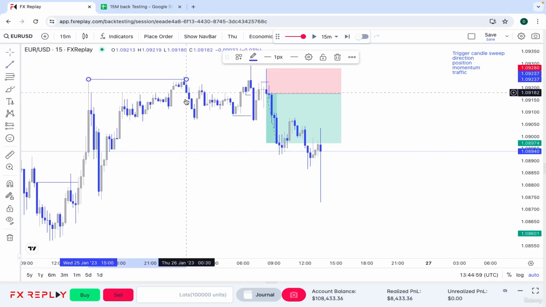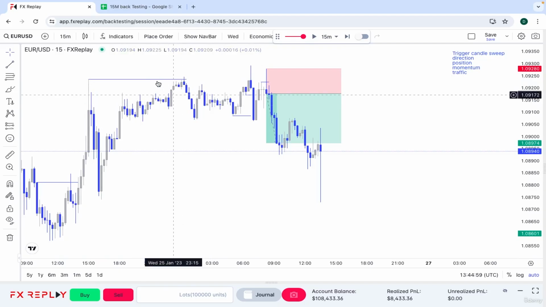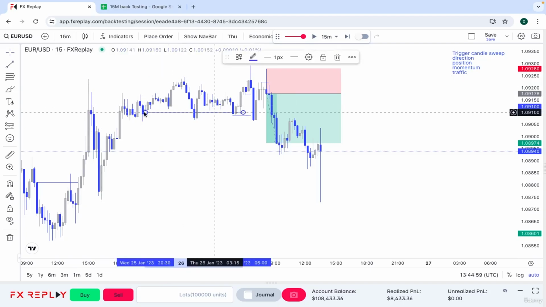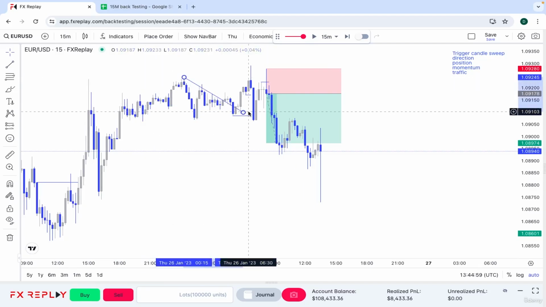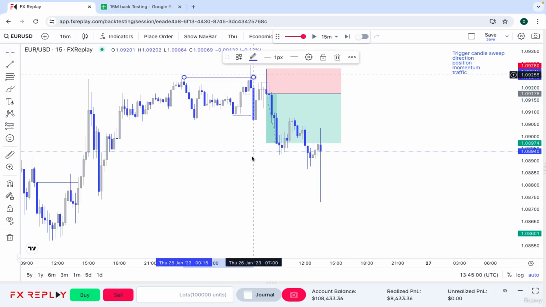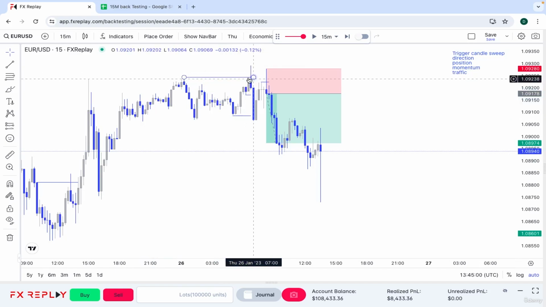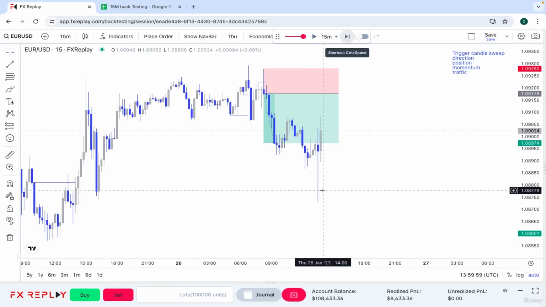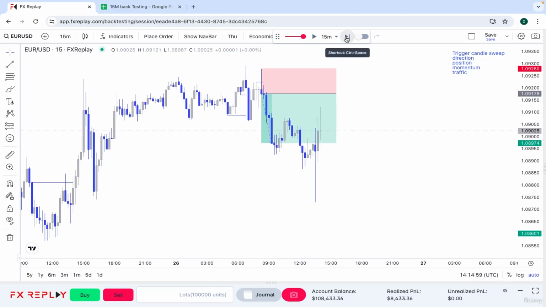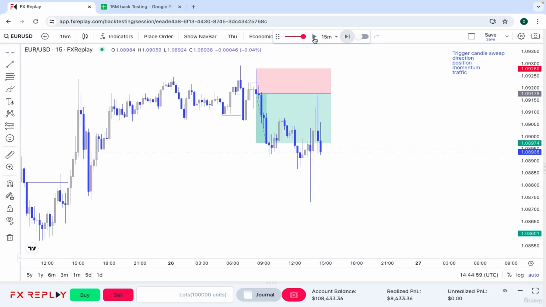See that? We'll get a sweep. Well, not quite, but here would be a good example. See this trigger candle sweep here? We're sweeping all the liquidity. I would take that if I saw that, but obviously it doesn't fit our plan. So let's carry on anyway. What time is it? 2 o'clock. Okay, let's fly to the next day.